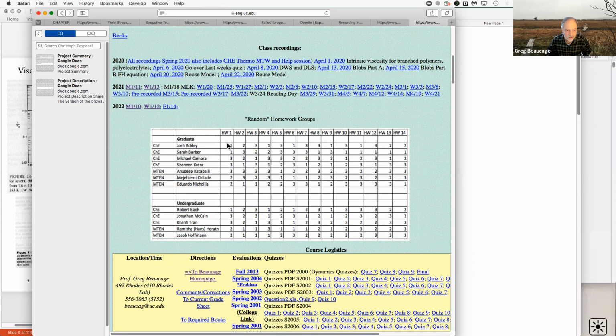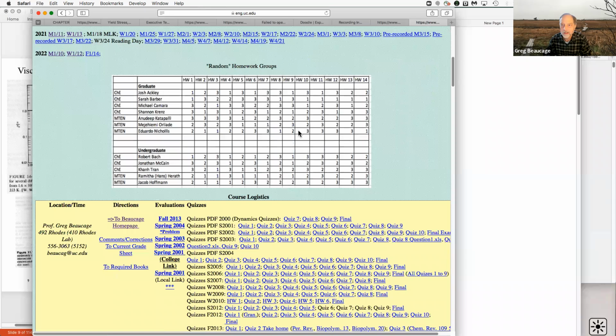And then the grads had a little problem, but I think I fixed it. So hopefully everything's okay with the numbering. It's on the web page. All right, so that's that business.